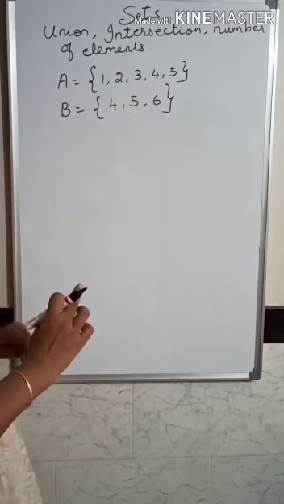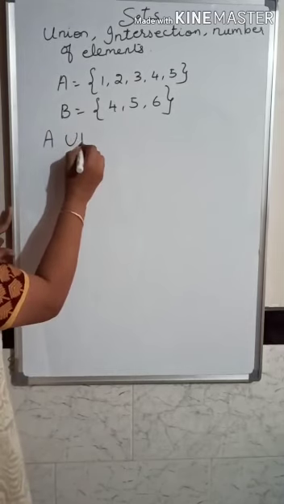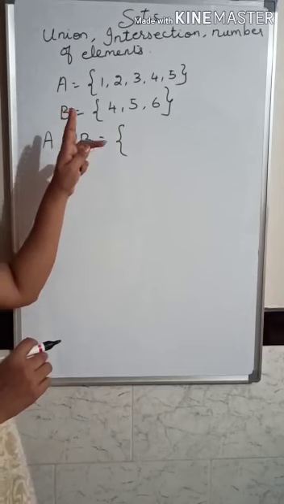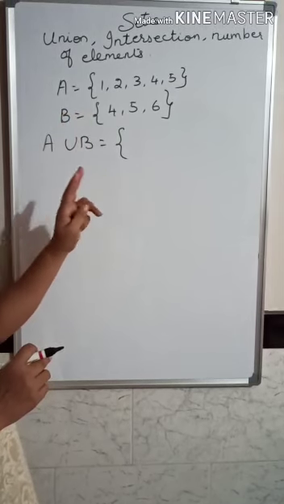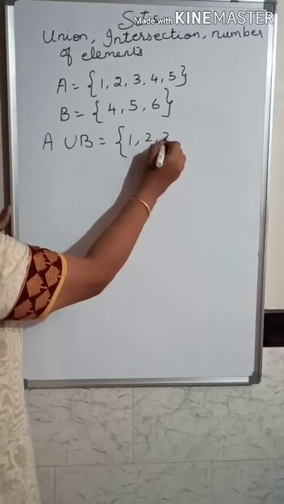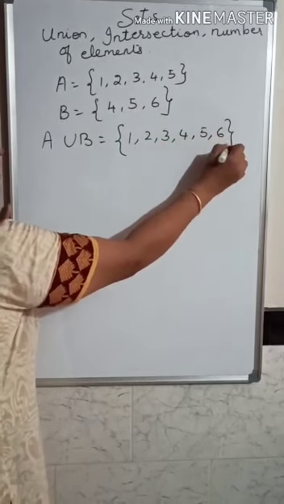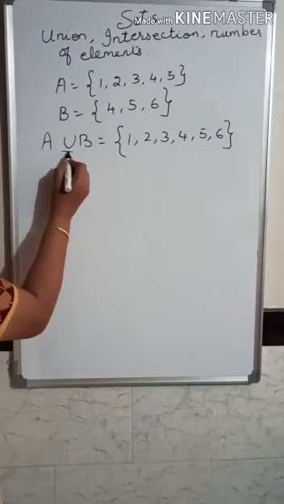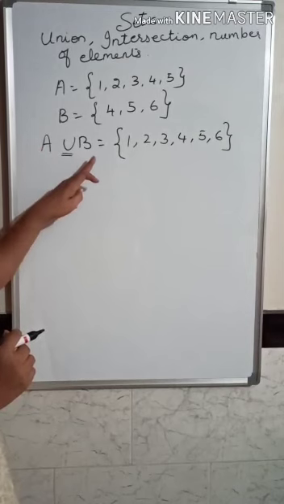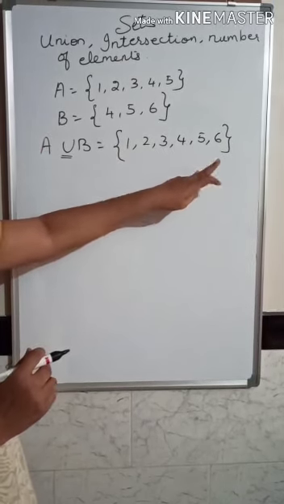Now to find the union of the two sets, you write it as A union B is equal to, and you have to write down all the elements of A and B without repetition. So I get the elements as 1, 2, 3, 4, 5 and 6. This is the notation used to write the union of sets. So A union B = {1, 2, 3, 4, 5, 6}.